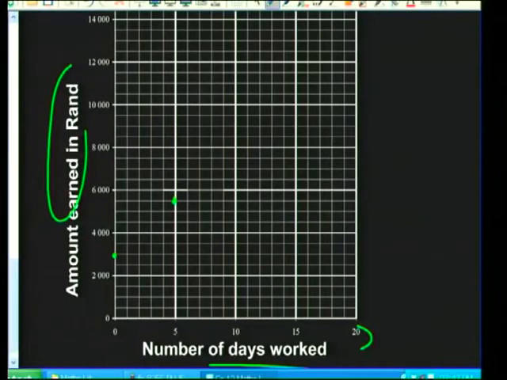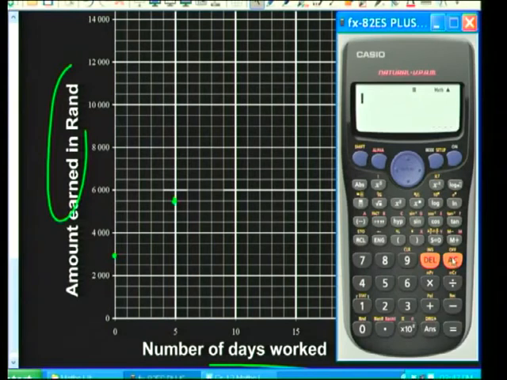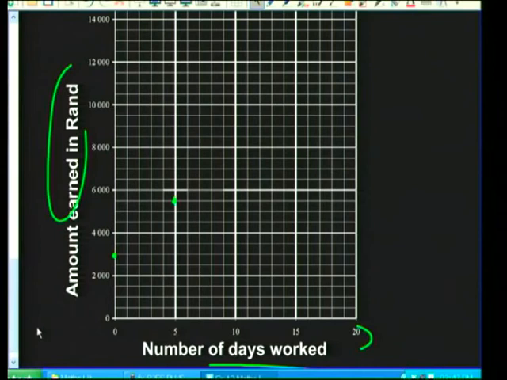So, 20 days. Let's have a look here. If I work 20 days, in those 20 days, I am getting 500 Rand for every one of them. It's 10,000 Rand. Plus my 3,000 Rand for starting, which is 13,000 Rand. So straight away, 13,000 Rand is over here.